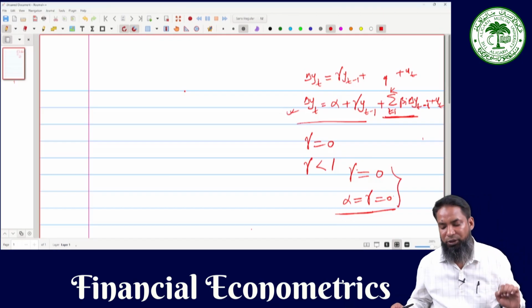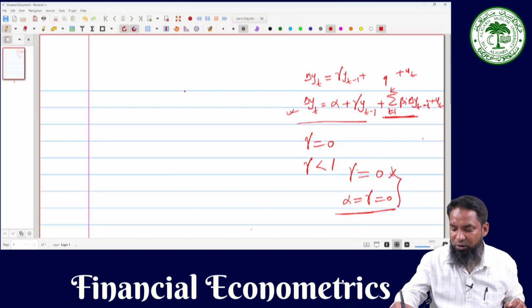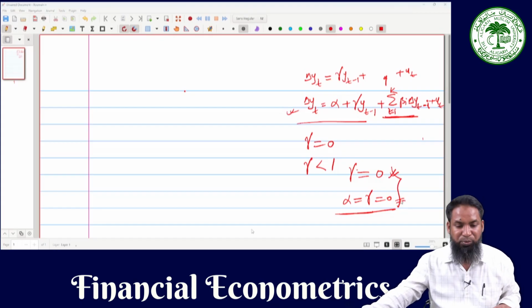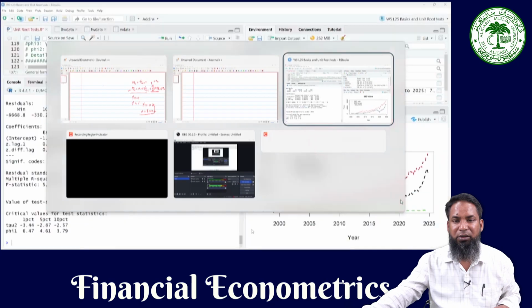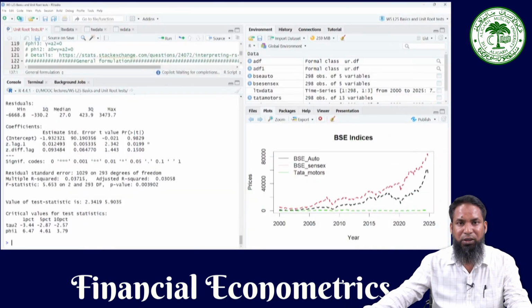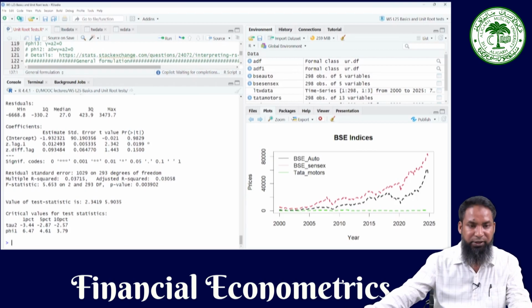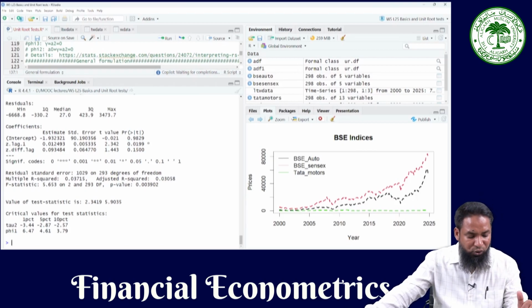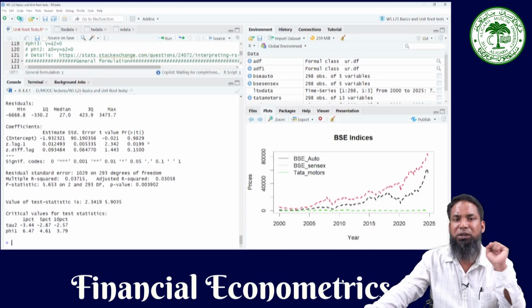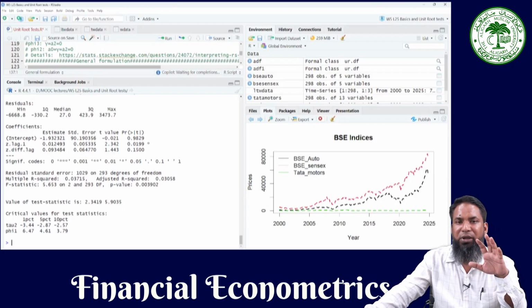However, for a unit root, we are concerned only with this, not this. However, in R, the provision is given for both. So that's why here you have tau 1, and the second is phi 1. Phi 1 basically shows the joint significance test of alpha and gamma. However, we are not primarily concerned with that. We are concerned only with tau 2.